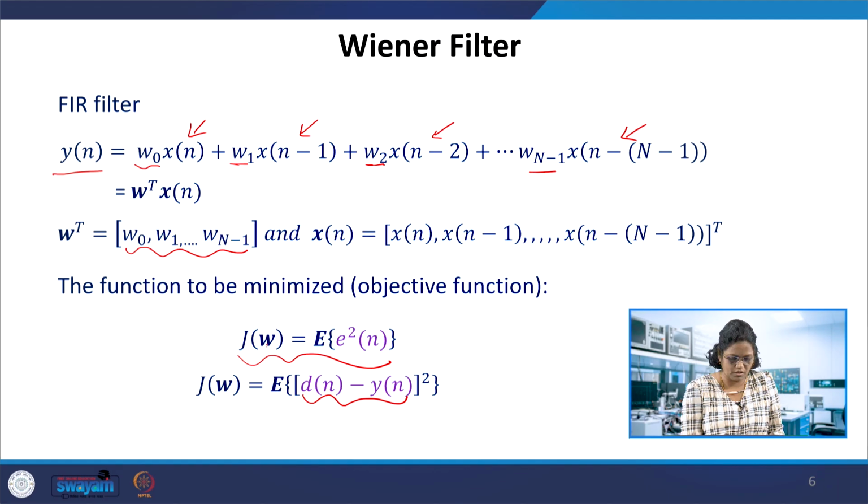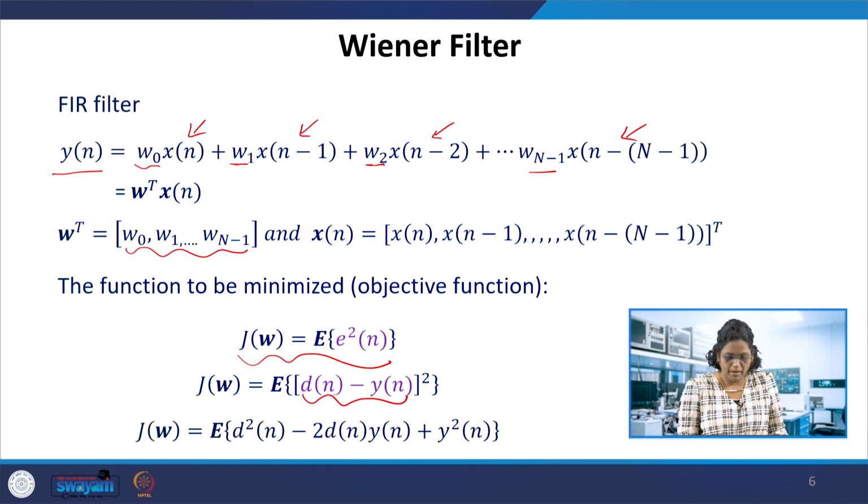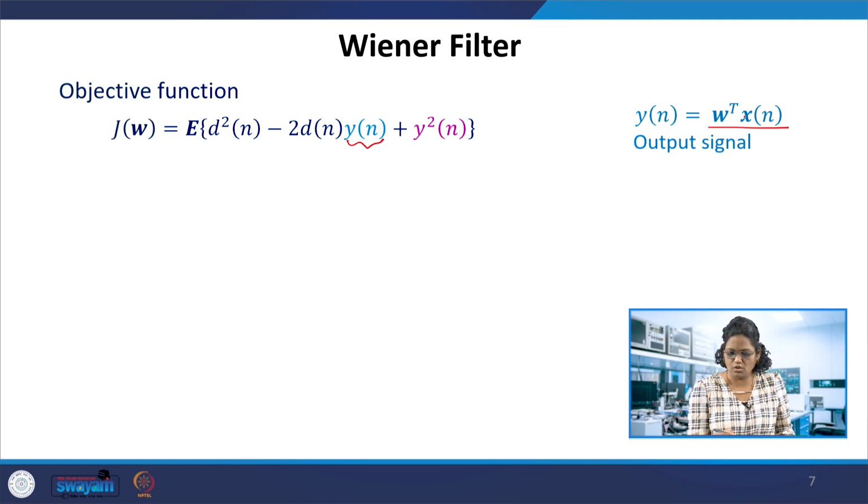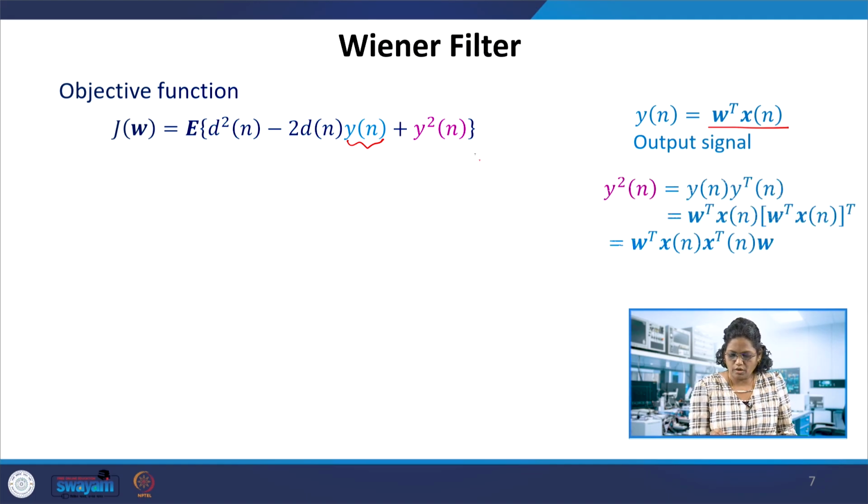So we have to minimize this objective function, which is a function of the weights. The expectation of e square n is the expectation of d of n minus y of n, the whole square. If we expand this square, a minus b the whole square, we get d square n minus 2 d n y n plus y square n. Let's simplify the expectation of all this. What is y of n now? y of n is W transpose x of n, which we get from the filter output, and we need to find its square as well.